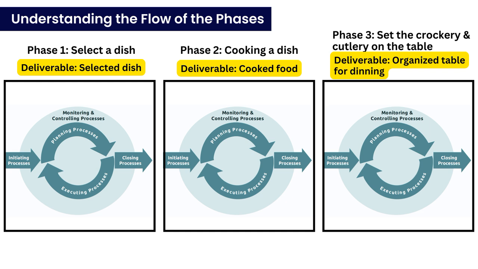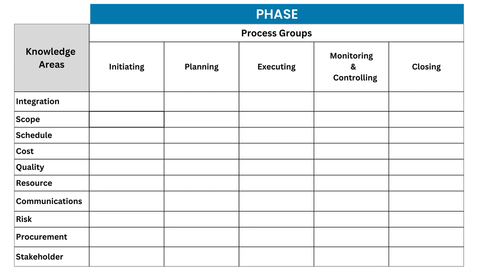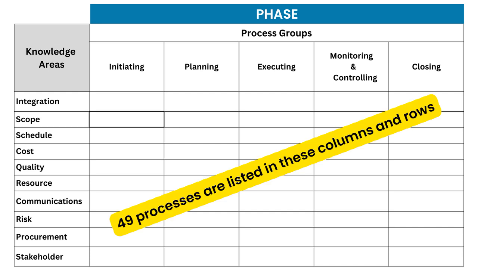I hope you are not getting afraid as we dive deeper into the concepts. Let me just summarize what we have learned so far. Projects are divided into phases. Each phase goes through 5 process groups, that is initiating, planning, executing, monitoring and controlling, and closing, and 49 processes live within those process groups. So each phase of the project has 5 process groups comprising 49 processes. The goal of the 49 processes is to create a final product, service or result. We all call it a deliverable.